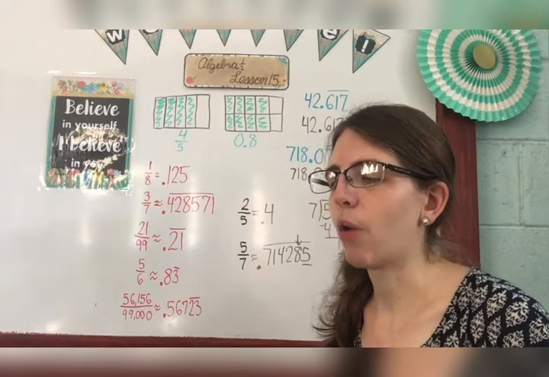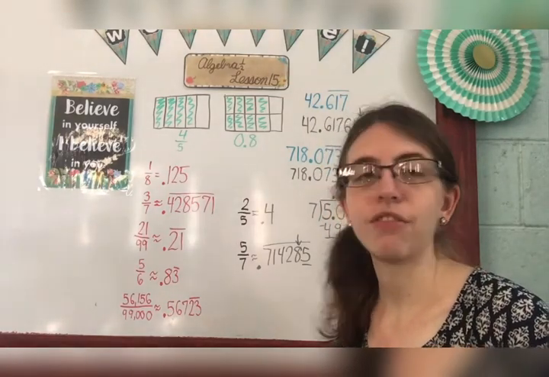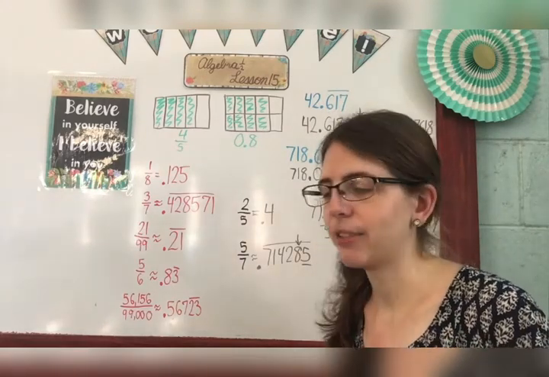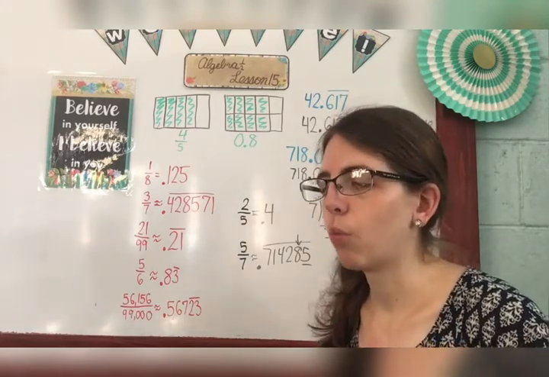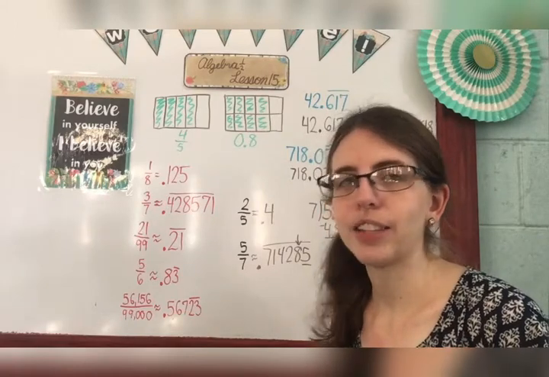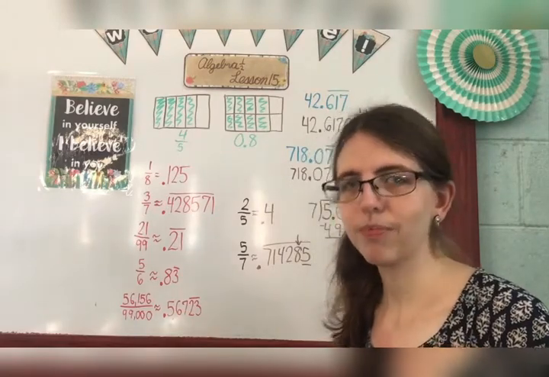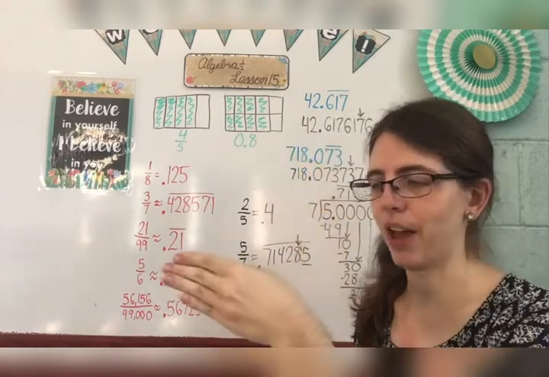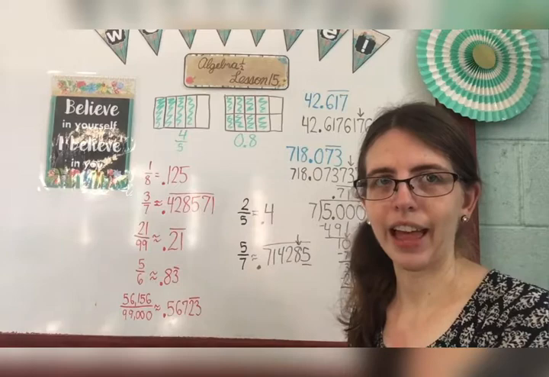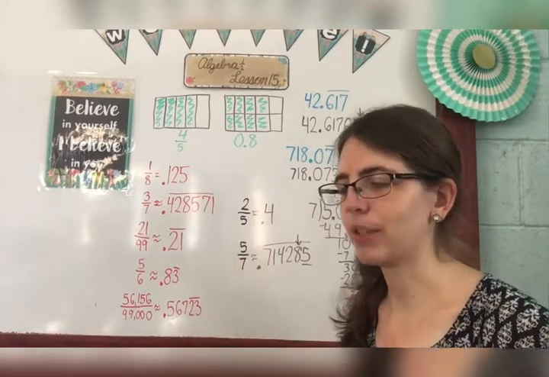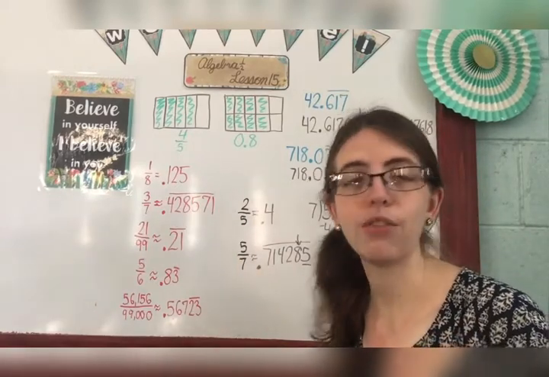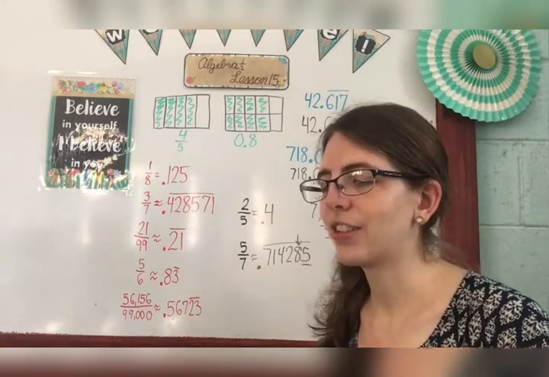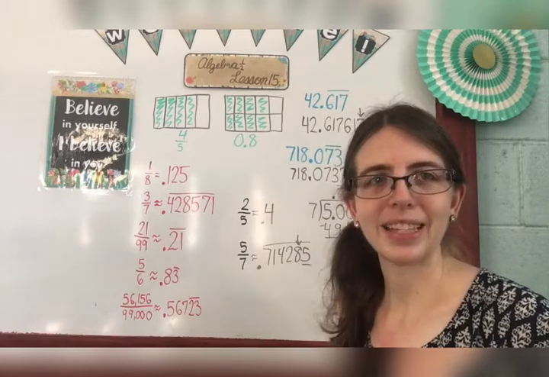Letter B, round 1.416 to 5 decimal places. Well, the 1 and the 6 are the only things that repeat. So I write out 1.416161, because that goes to 6 decimal places. Then I round to the 5th one. 1 is 4 or less, so I keep my 6 the same. So your final answer should be 1.41616.